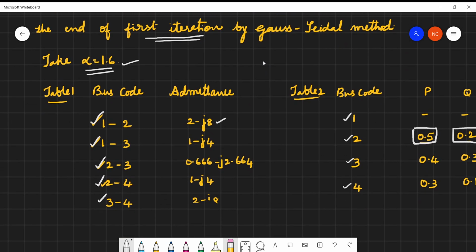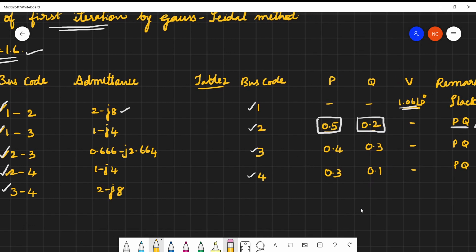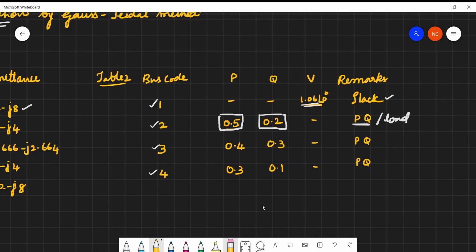Table 1 is given with the connectivity between the buses, named as bus code, and the corresponding admittance is specified. Here this value is j8. So this is about table 1, and table 2 is about the bus code: 1, 2, 3, 4, and the corresponding specifications.